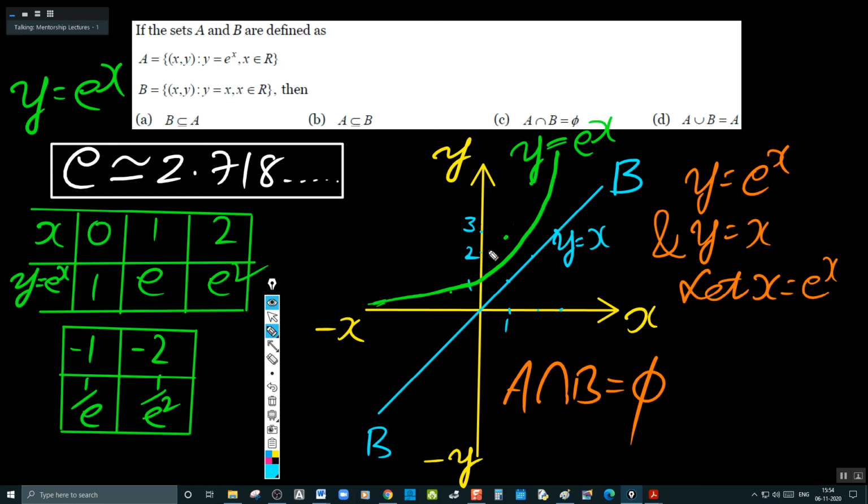Similarly, y is equal to e power x is a curve. ये दोनों का common point नहीं है. There is no common point for these two, and hence you can comfortably say that no common point is there, and hence no intersection is possible. So that means intersection is nothing but null set. That's it. Simple.